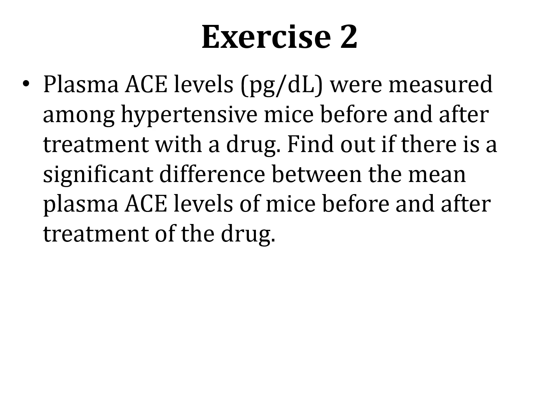Now we have the second exercise, and this exercise is about the same variable, the plasma ACE levels. In this case, the plasma ACE levels were measured among hypertensive mice before and after treatment with a drug. So we have only one type of mice, one group of mice, which are hypertensive mice. But in this case, again, the observations are different.